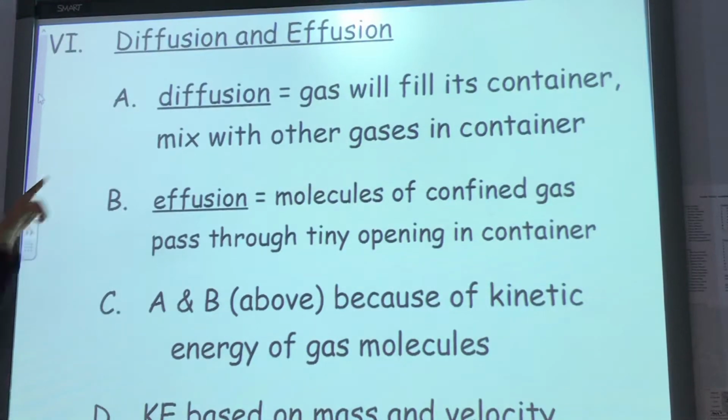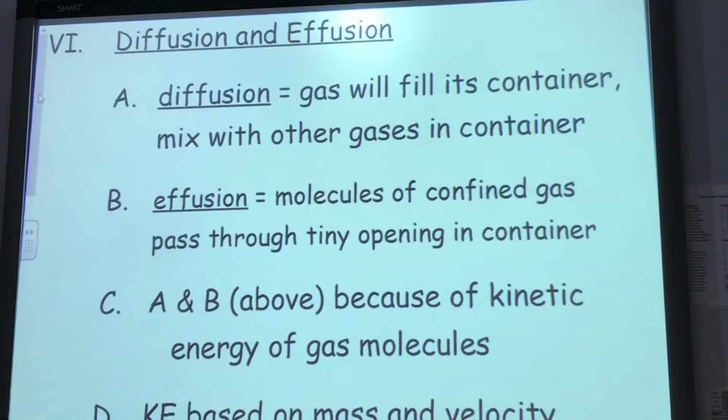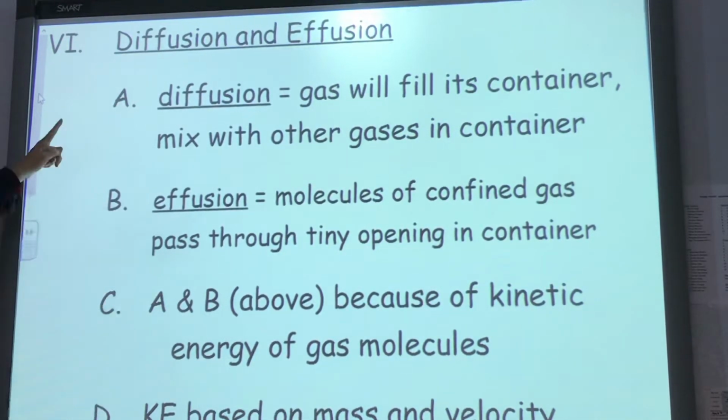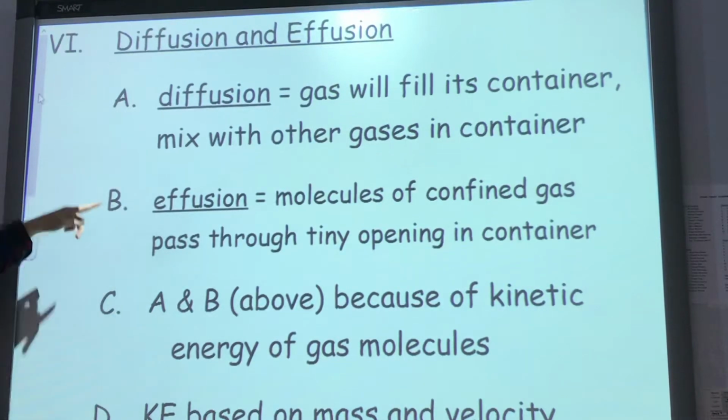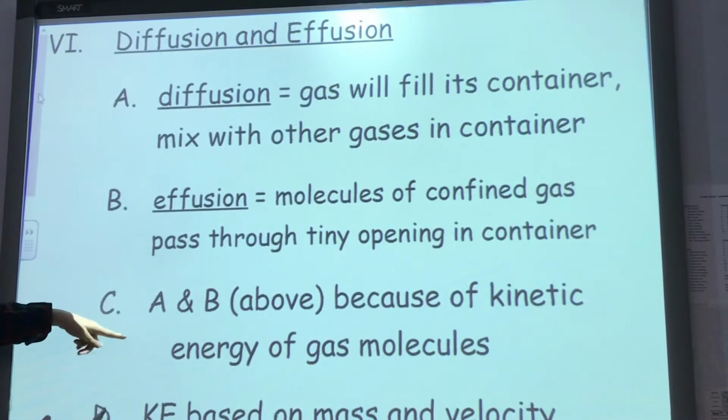Make sure you know that diffusion is the property of gases that if you let a sample of gas go into a large room, that sample of gas will move until it fills the room with the gas. And that's called diffusion. Effusion has to do with fluids being able to go through a small opening in a container, a tiny opening. And remember from last chapter that diffusion and effusion happen because of the kinetic molecular theory, because of the kinetic energy of gas molecules.